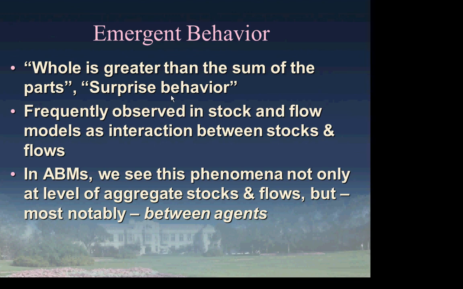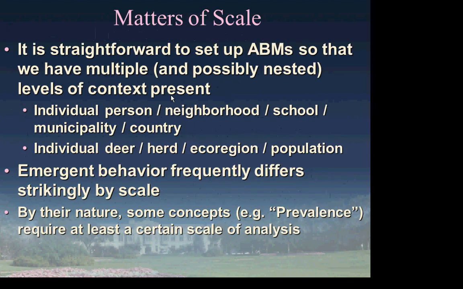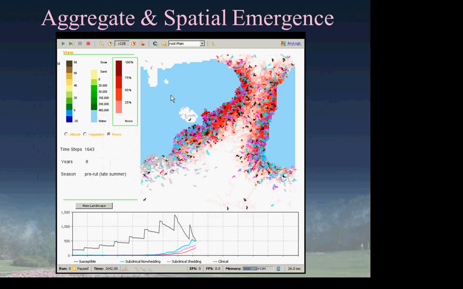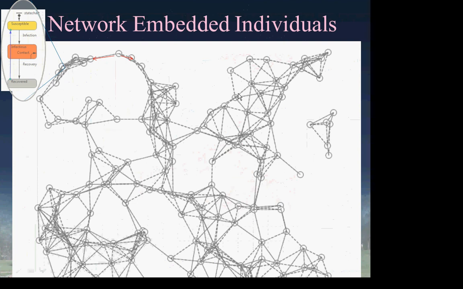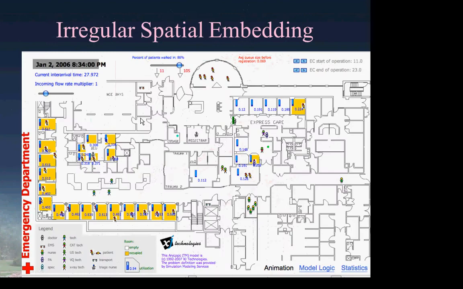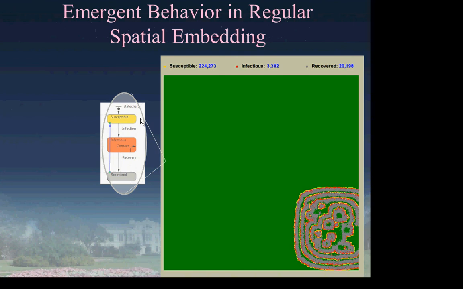But the interesting thing is that the emergence within agent-based models will occur not only at those levels of stocks and flows, although it will occur in interesting ways there, but between agents, and most notably in terms of some physical or spatial phenomenon or phenomena, in terms of networks. So we'll see some quite interesting emergent behavior in both those areas. So we saw some of this the first day.